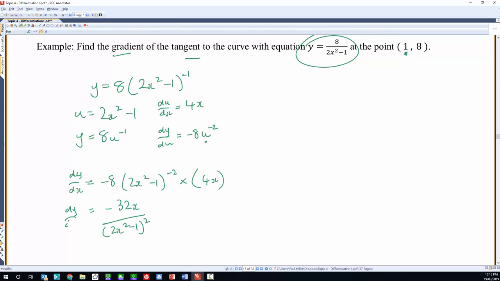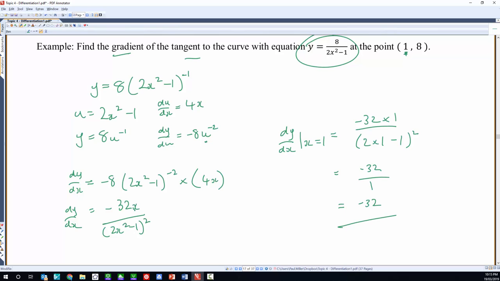So that's dy dx. All right, now what I'm going to do is sub in a value. So dy dx with x equals 1 is negative 32 times 1 over, what do we got here? 2 multiplied by 1 take 1 all squared. And that is negative 32 over 2 times 1 is 2, take 1 is 1, 1 squared is 1, negative 32 over 1, which is obviously negative 32. So the gradient at x equals 1 is negative 32 for this function.